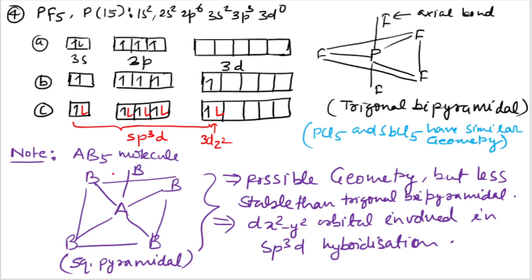Another possibility for this case is square pyramidal. It can be possible, okay, but it is less stable than this trigonal bipyramidal geometry. Here, for the square pyramidal, the dx²-y² orbital is involved. Okay, but this is less stable compared to this.